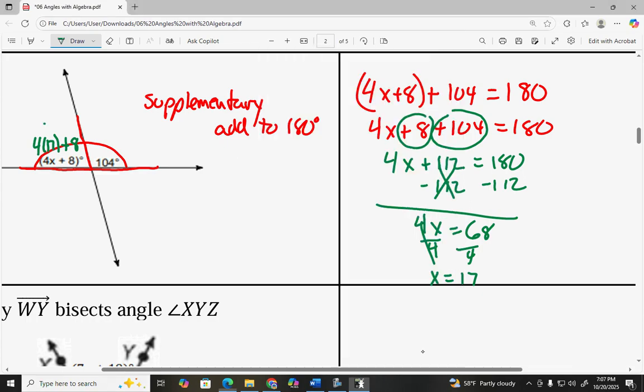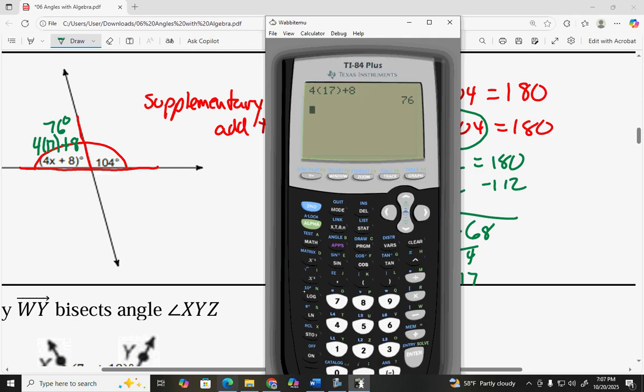I get 76. So I think that the left angle, the acute angle, is 76 degrees, and I think the obtuse one is 104 degrees. I'm going to test this out. I'm going to do 104 plus the 76 to make sure I get 180, and I did.